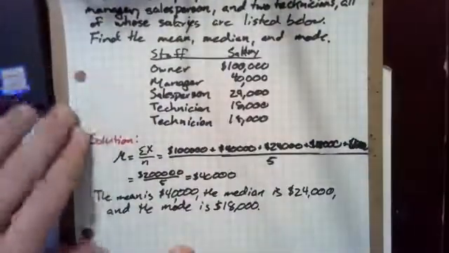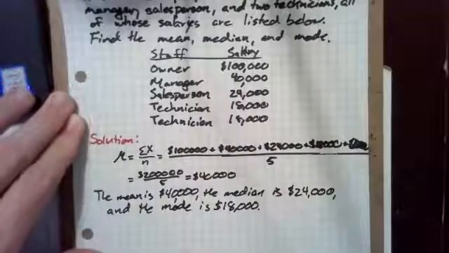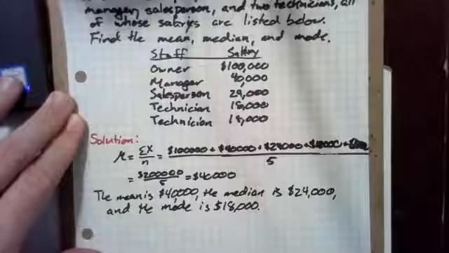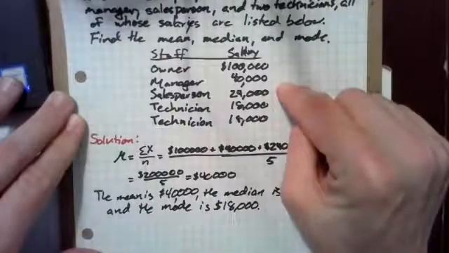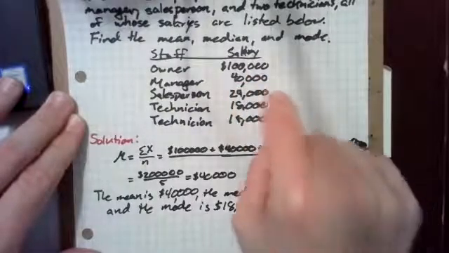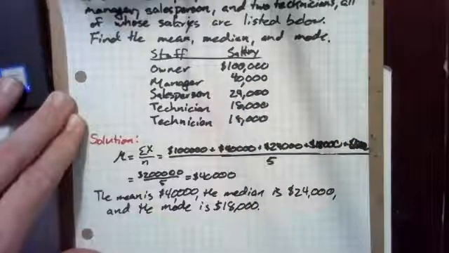All right, so the solution, first we find the mean. So we do our mean calculation and we find out the mean is $40,000. The median is going to be the middle value, so that's $24,000. And the mode is the most frequent value, and since each technician makes $18,000, the mode is $18,000.